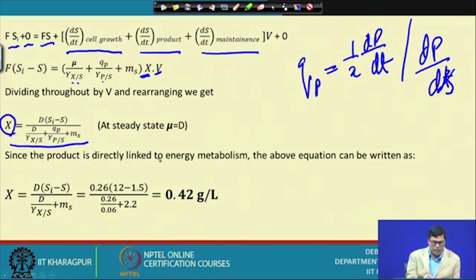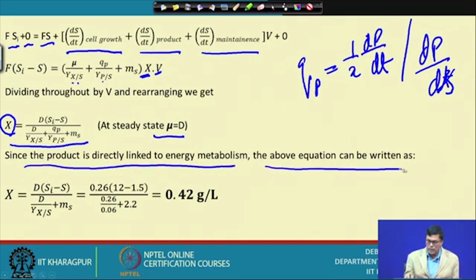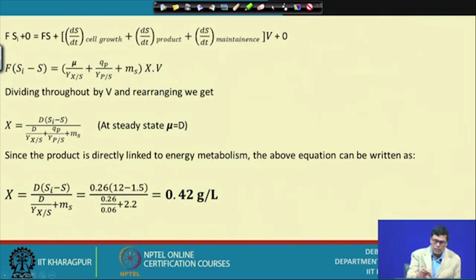Then under steady state condition mu equal to D, if we assume that mu can be replaced by D, then the equation will be like this. Since the product is directly linked with energy metabolism, the above equation may be related like that. We can assume that there is no product formation here, then mostly the substrate goes for cell mass formation, then the equation will be like this, and we can find out the final cell mass concentration.